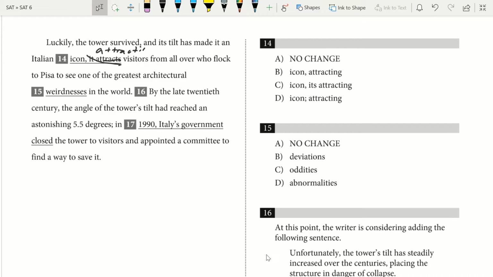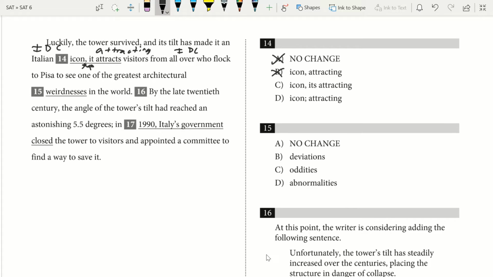And here's why. I know immediately we have to get rid of "it attracts," because I see this comma here, and I know we just read an independent clause, right? Independent clause, I'll do IDC. And then I see we have another independent clause, because we have "it attracts," right? That's a subject and verb. So I know we're going to have another independent clause there. We can't connect two independent clauses with a comma. So I know no change is out. I know B is out.